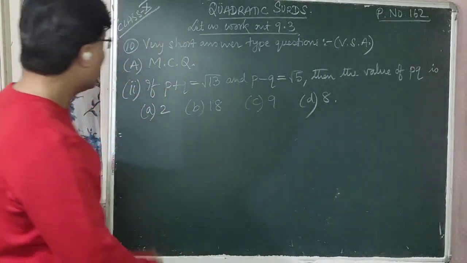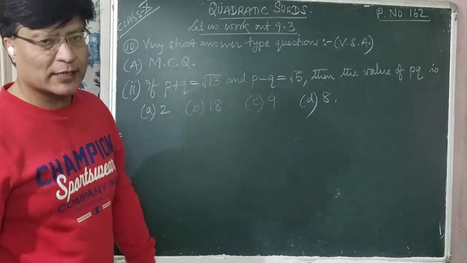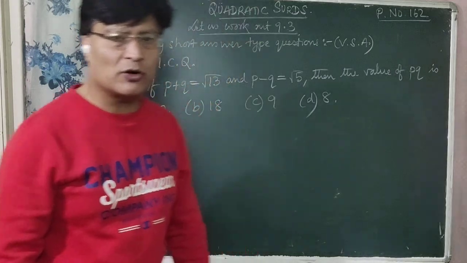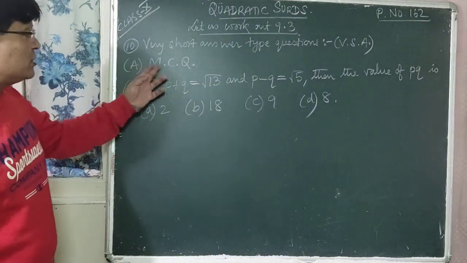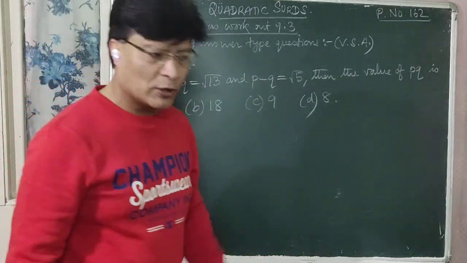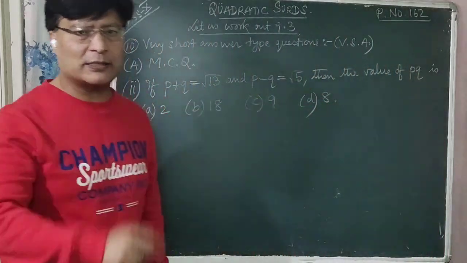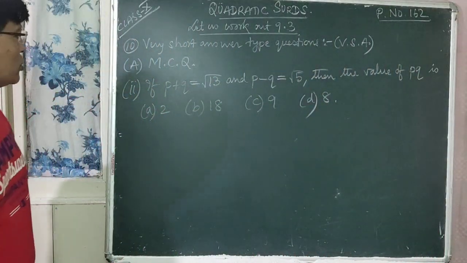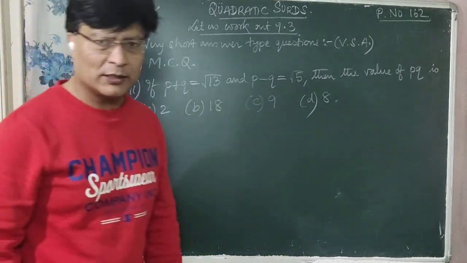Okay. So let us do question number 10. Very short answer type question, that is VSA. Now this is number A, that is MCQ, multiple choice question. You have to choose the correct option. Four options are given and you have to choose only one correct option, right? So what is number 2? A number 2 here is, I gave you number 1 as homework, okay?